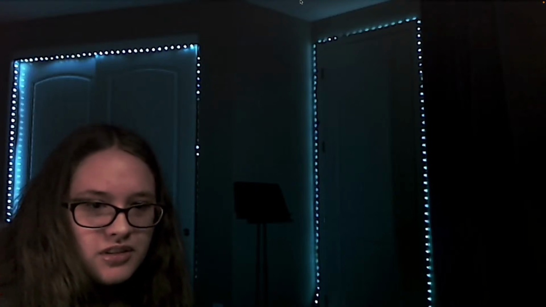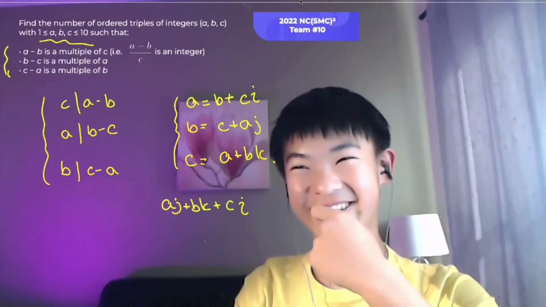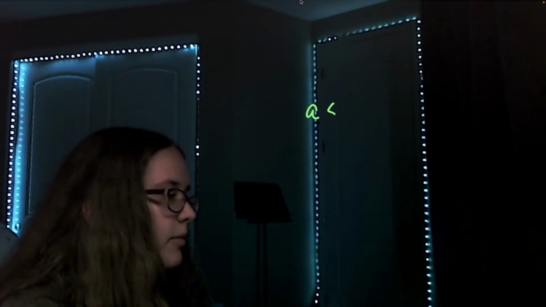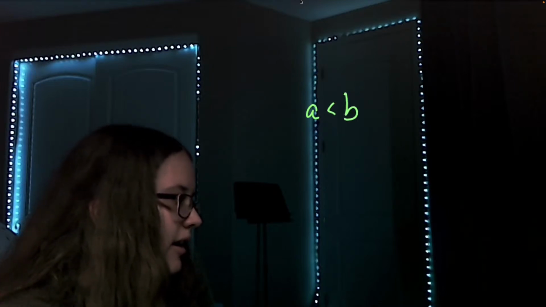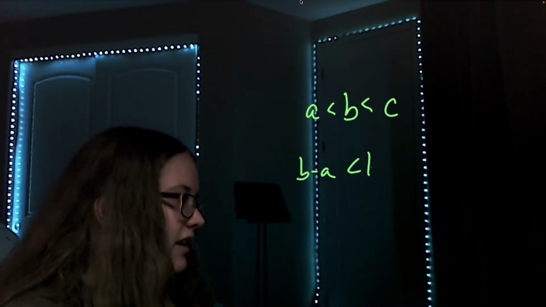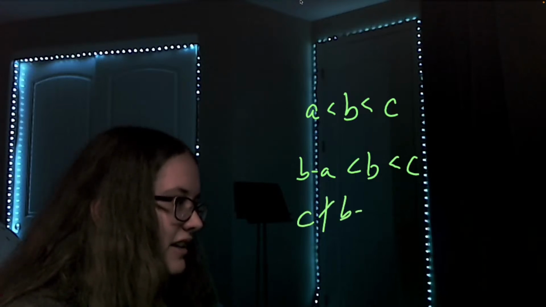Or wait. Okay, wait, no, you can't, because the difference of the smaller two numbers is always less than the largest number, right? Oh, okay, I see where you're getting at. So we have A less than but not equal to B, less than but not equal to C. B minus A is less than B and is less than C. Thus, C cannot divide B minus A.